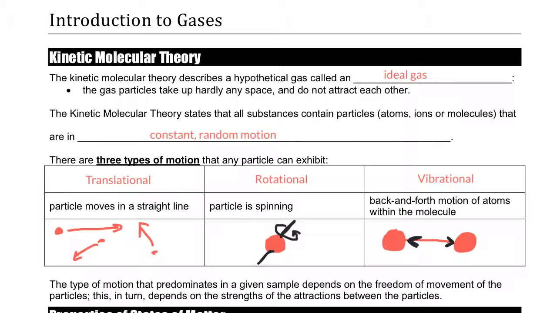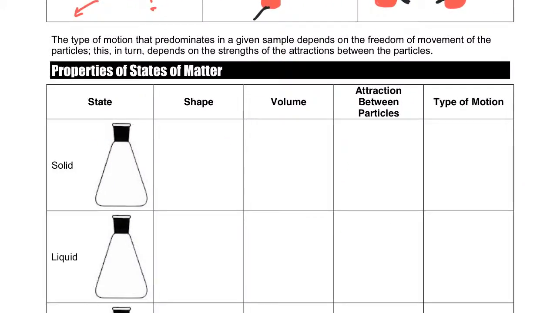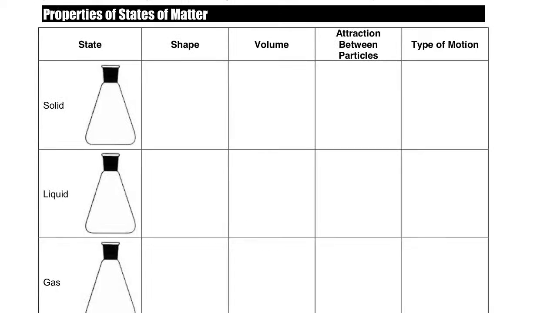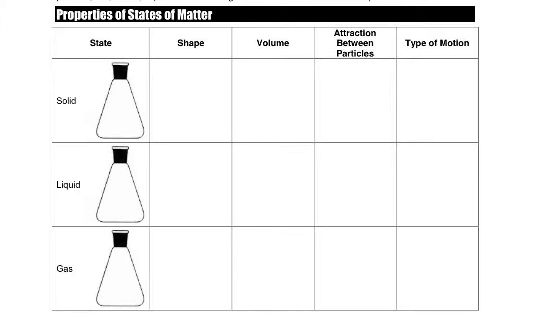And I just have a note at the bottom here. The type of motion that predominates in a given sample depends on the freedom of movement of the particles. This in turn depends on the strengths of the attractions between the particles. To explain what I mean by that, let's take a look at different states of matter. Think about the differences between solids, liquids, and gases. If I put them in a container, how would they respond?